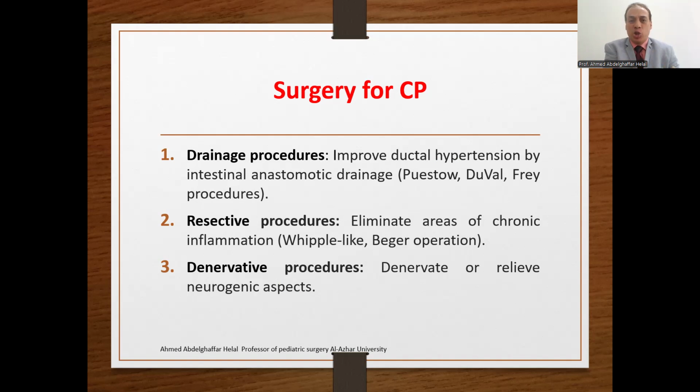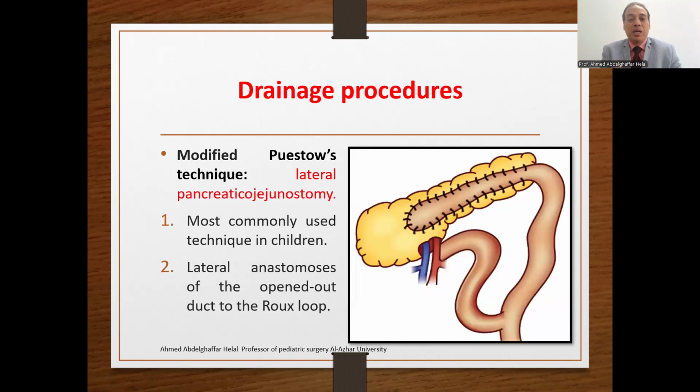We may have a head dominant inflammation. We may have a body and tail dominant one. So you will excise this area of the pancreas. So we may have a drainage procedure, resective, or finally denervative, to denervate or relieve the neurogenic aspect if the above measures fail. We give an example of the drainage procedures.